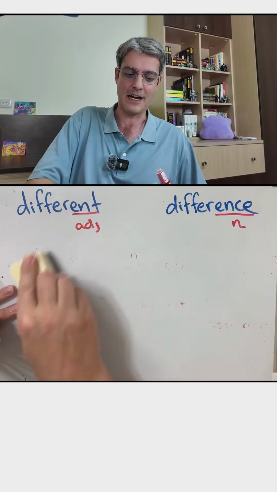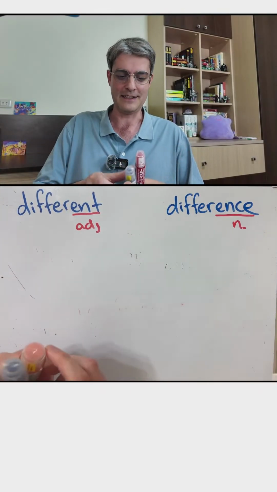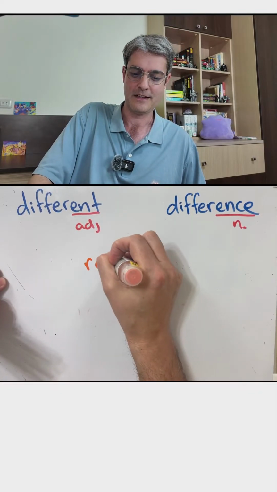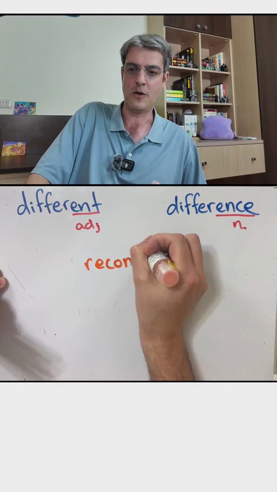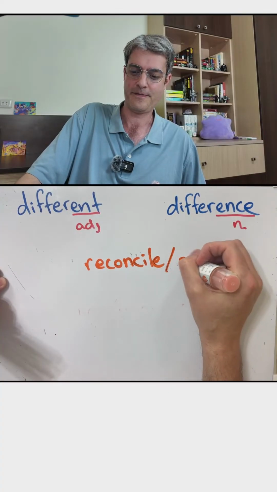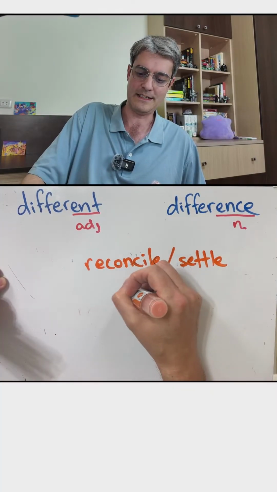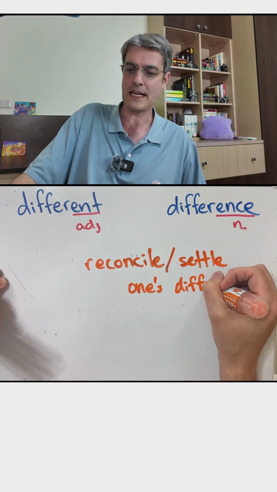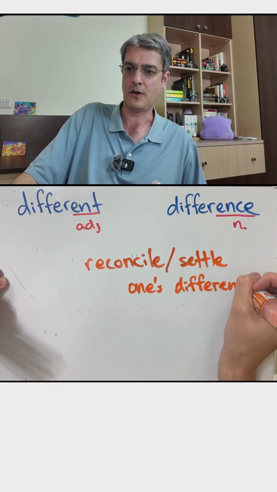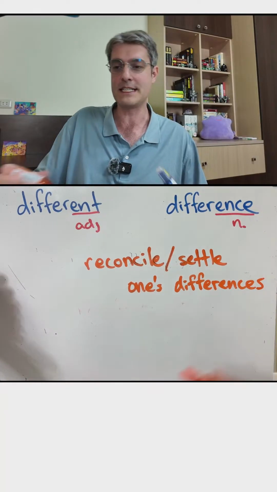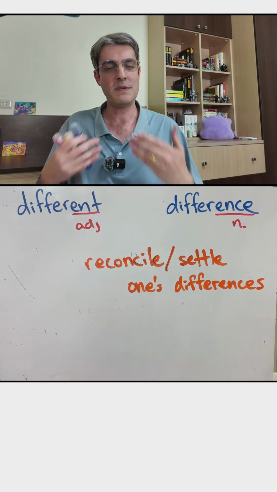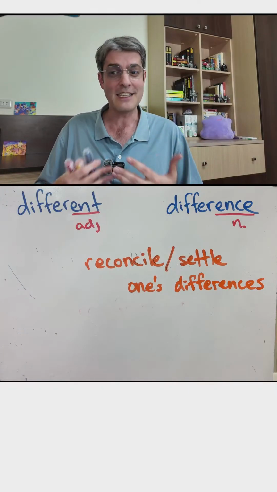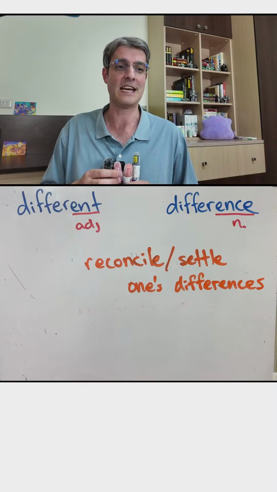Another useful expression we have here is to reconcile. This is a pretty advanced one. Reconcile or settle one's differences. So when we reconcile our differences, or when we settle our differences, it means we end a disagreement or argument, usually by finding a compromise and reaching an understanding.